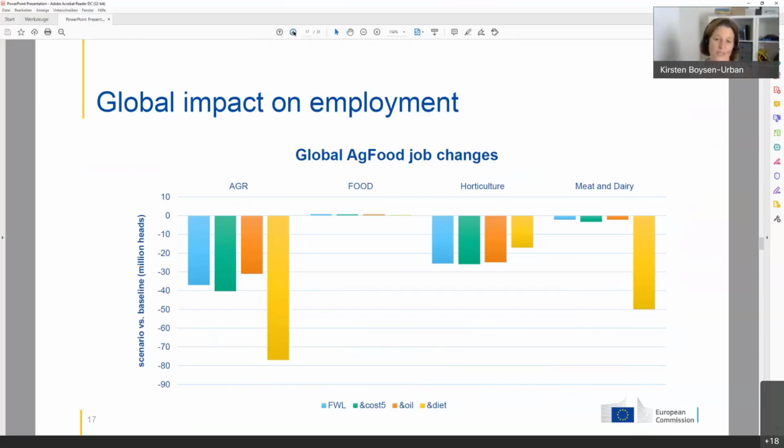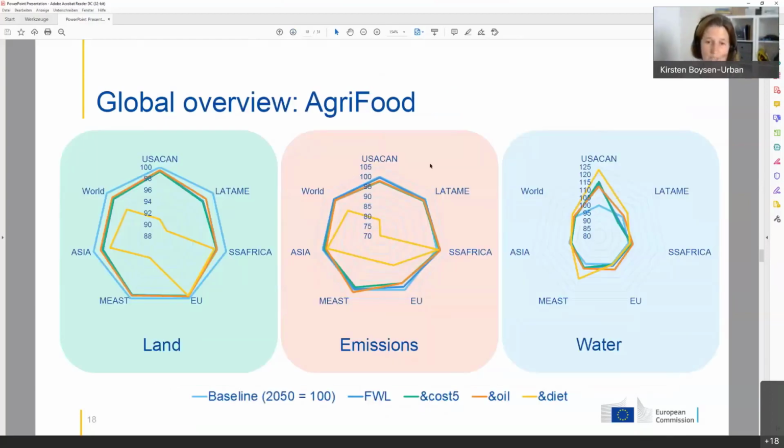To briefly also have a look at the environmental impacts, you see here in these graphs the impact on land, emissions and water use. The baseline is set equal to 100 in 2050, represented as the light blue line. And you can see here the deviations of the scenarios from the baseline. And with this, we can see that food waste and loss at cost and at oil have only a small positive impact with regard to land and emission use.